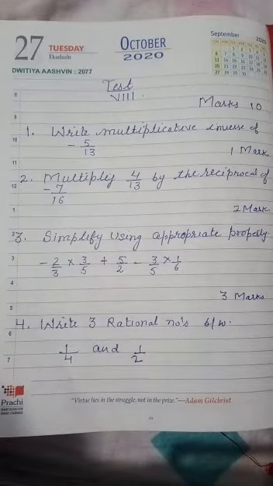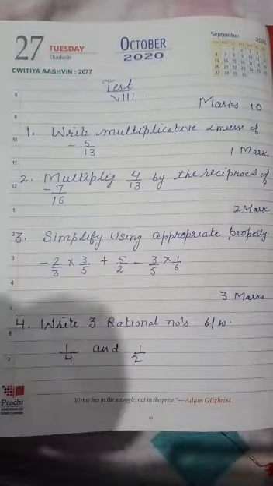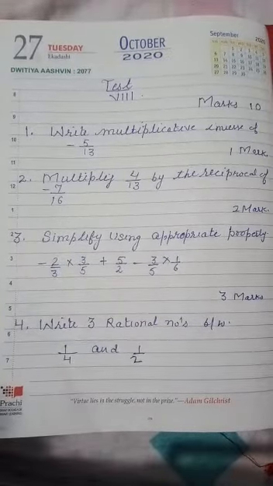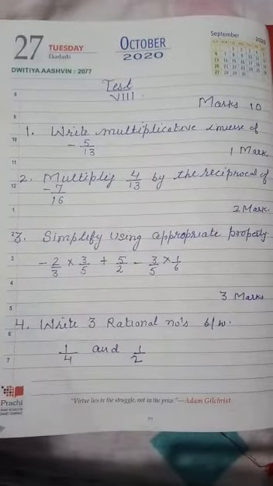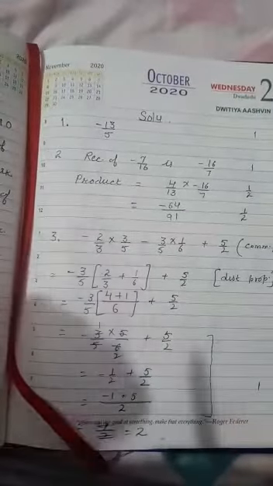What was the first question? Write the multiplicative inverse of minus 5 by 13. You know very well the multiplicative inverse of any number is given by the reciprocal of the number, but the sign remains with the number. If it is positive, then it remains positive. If it is negative, it remains negative. So what will the first answer become? The answer will become minus 13 upon 5.